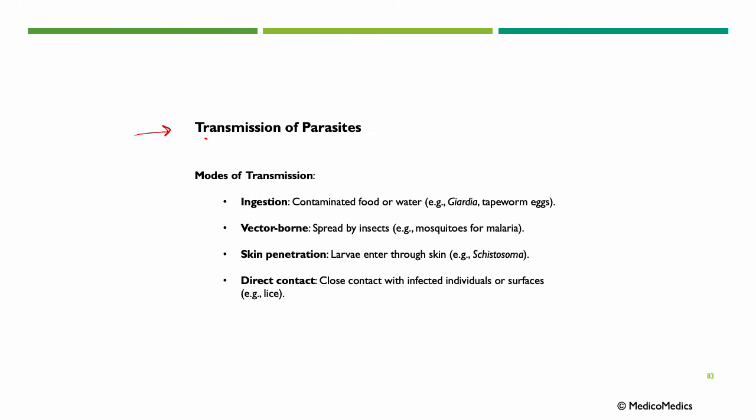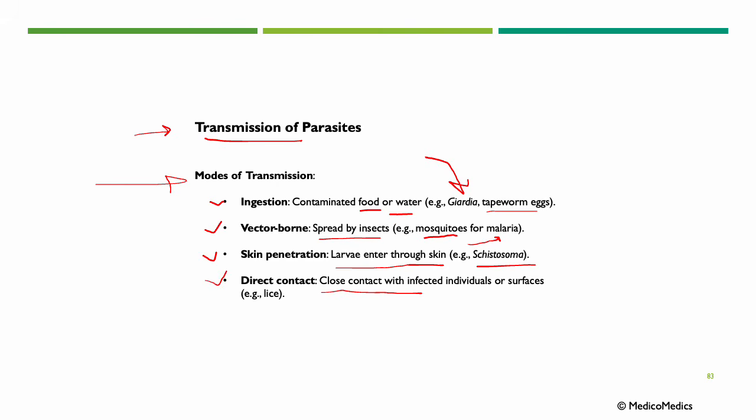Now, what about the transmission of parasites? So some modes of transmission include ingestion, so through contaminated food or water like Giardia or tapeworm eggs. We have vector-borne spread, so spread by insects like mosquitoes, leading to malaria. Skin penetration, so larvae entering through skin, like schistosoma. Direct contact, so close contact with infected individuals or surfaces, for example, lice.